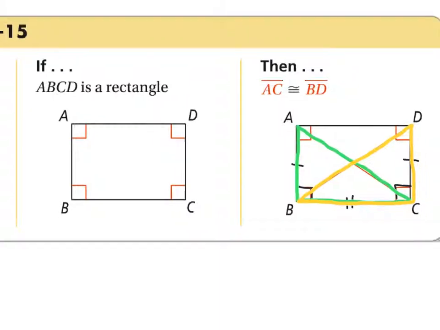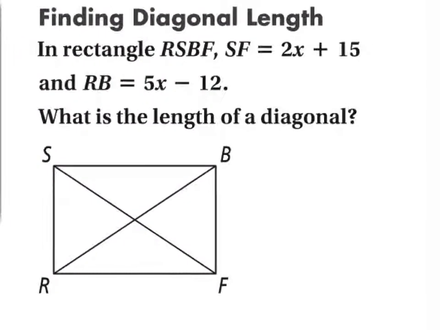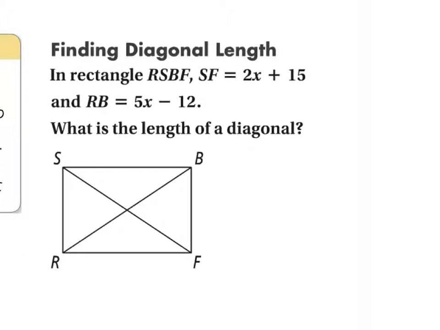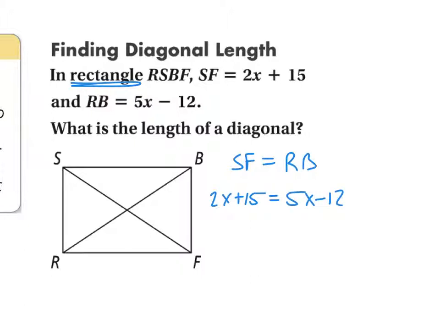So looking quickly at the example right next to it, if we are given this information, and pay close attention to what information that is. We are given that SF is 2x plus 15. Well, where the heck is SF? It's a diagonal. Okay? And RB is another diagonal. And we know that we are given a rectangle. So therefore, what's true about our diagonals? They are congruent, or their lengths, SF, is going to equal the length RB. So 2x plus 15 equals 5x minus 12.